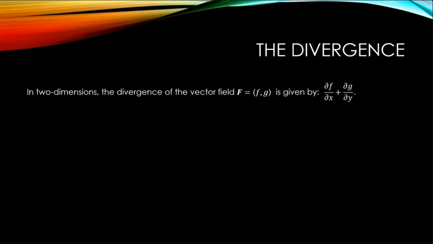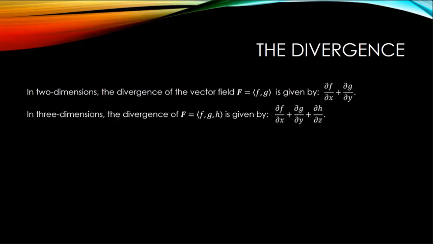So in two dimensions, the divergence of a vector field F, defined by the vector with components f and g, is given by the partial of f with respect to x plus the partial of g with respect to y. In three dimensions, the divergence for my vector field, specified by a vector with components f, g, and h, becomes the sum of the partial of f with respect to x plus the partial of g with respect to y plus the partial of h with respect to z.